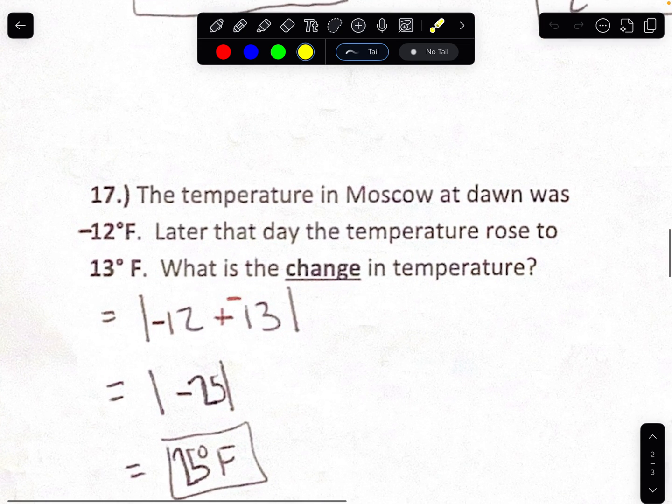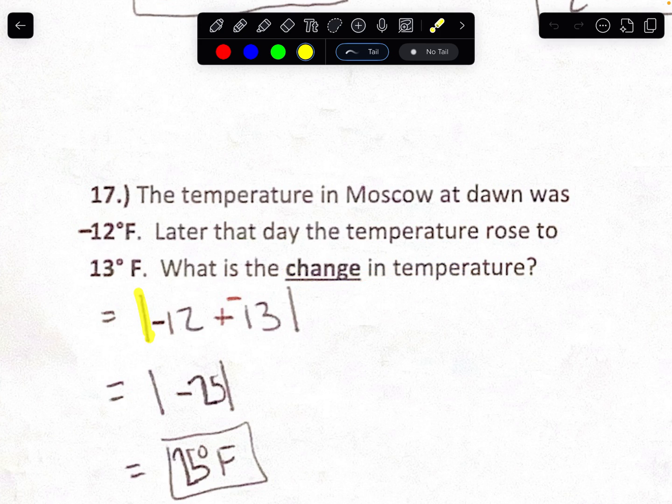For number 17, we forgot to put the negative, so please put a negative in front of it. And then we can see that we started off with negative 12 degrees, and then the highest it rose was 15 degrees. So what is the change in temperature?